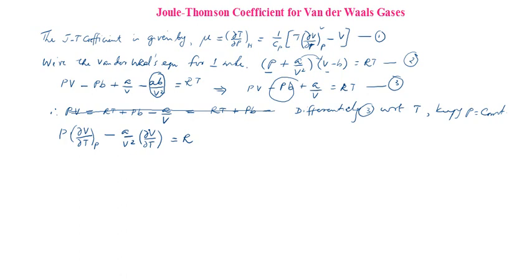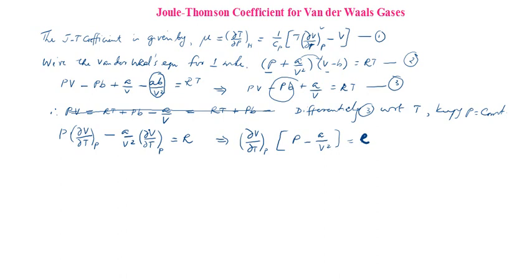Now I can rearrange it. Of course, P is constant here also. Dou V by dou T at P is a common factor out of these two, and that's the quantity that we need as per equation number 1. So taking it as common, dou V by dou T at P into P minus A by V square, that's equal to R.